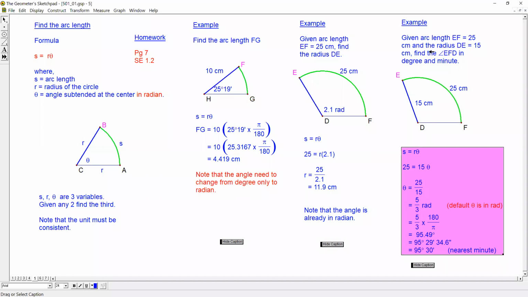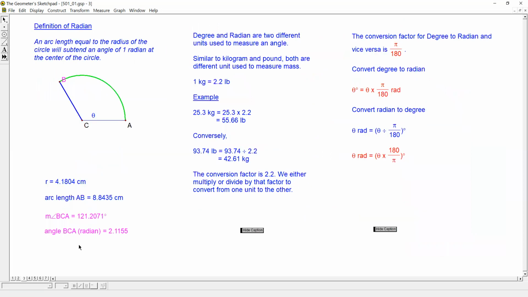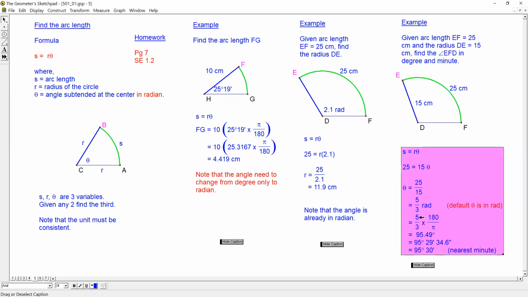But the question says, find the angle in degree and minute. So this angle here, you have to convert to degree and minute. How to convert? You look back here. To convert, you multiply by 180 divided by pi. Okay, 180 divided by pi. So the radian multiplied by 180 divided by pi, you have the answer in degree.